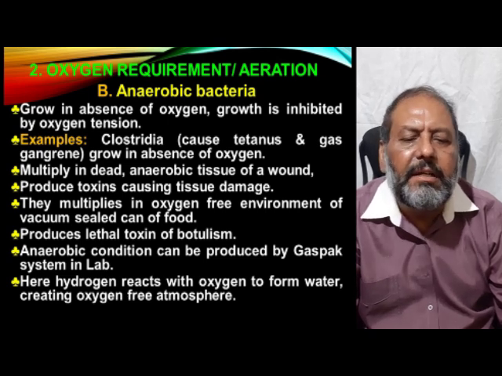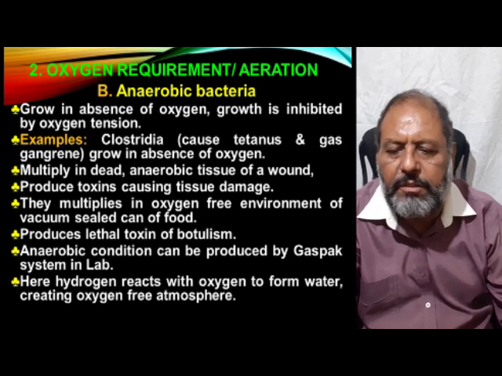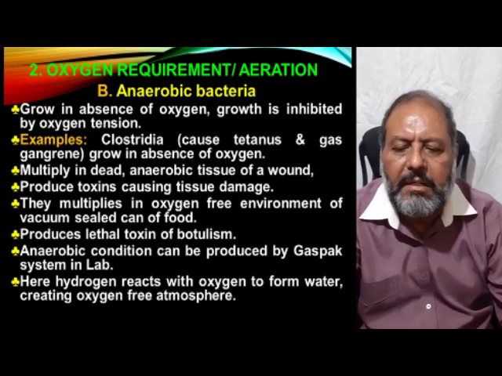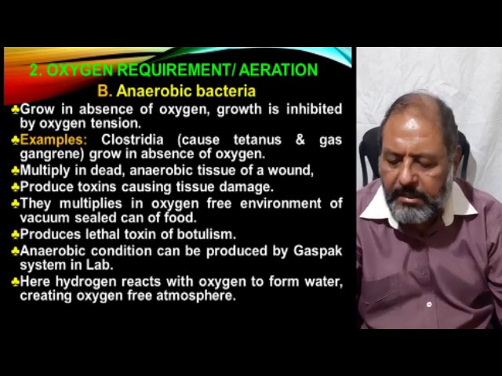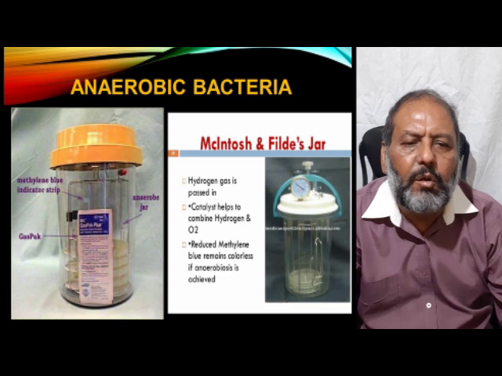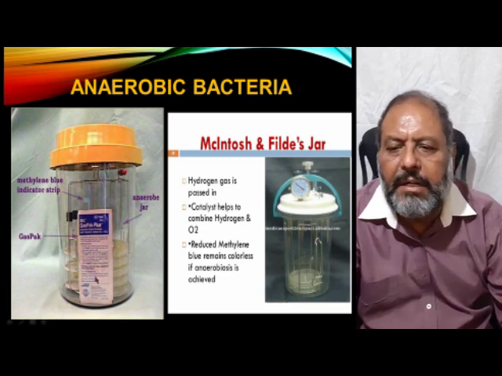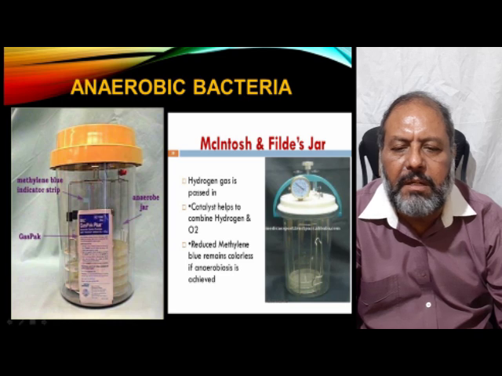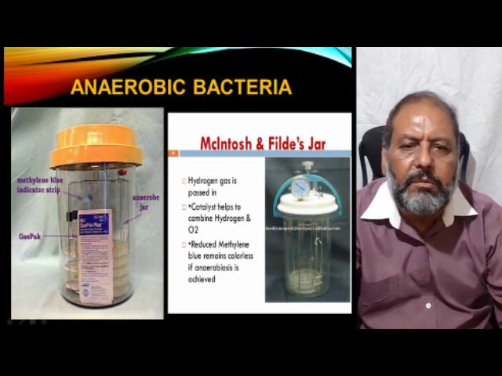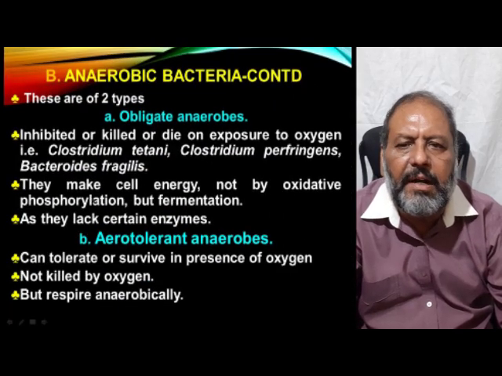Anaerobic conditions can be produced artificially by the gas bag system in laboratories. Here hydrogen reacts with oxygen to form water, creating an oxygen-free atmosphere. Here you can see anaerobic jars, a McIntosh-filled jar, and a gas bag kept there, which absorbs the oxygen. So we are able to have an anaerobic environment inside these jars.